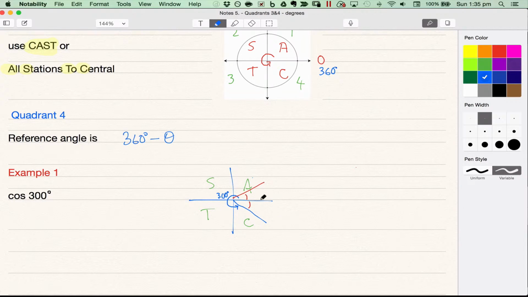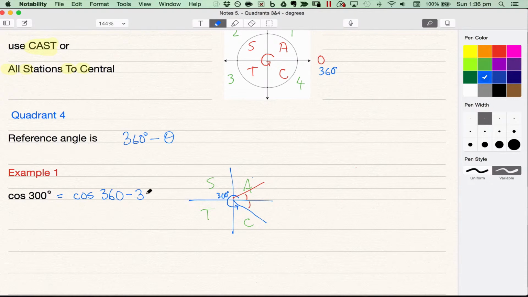So let's have a look at how that looks. So 360, take away whatever this big angle is, will give us this little one here. So cos of 300 will be, first of all, we're in this quadrant. Cos is positive, so we don't need to put a negative. We just keep it as cos.